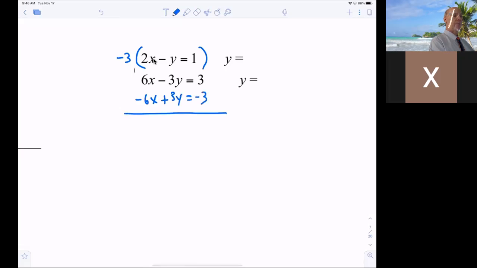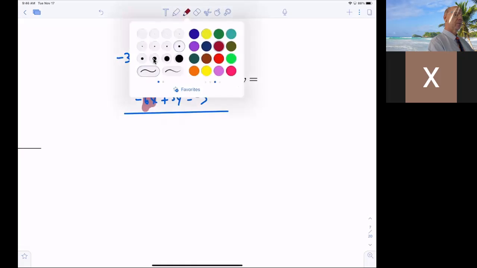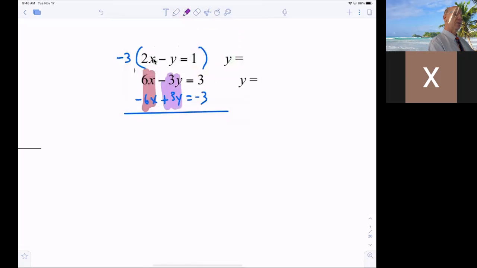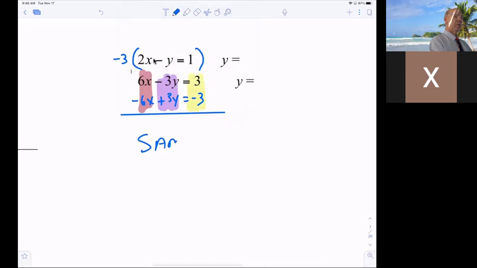And then again, what happens? What did this mean? So infinite. Yes. Everything cancels, correct? So this is again what? Same one. Same line. And I want you to know when you have the same line, there is a what? Infinite number of solutions.